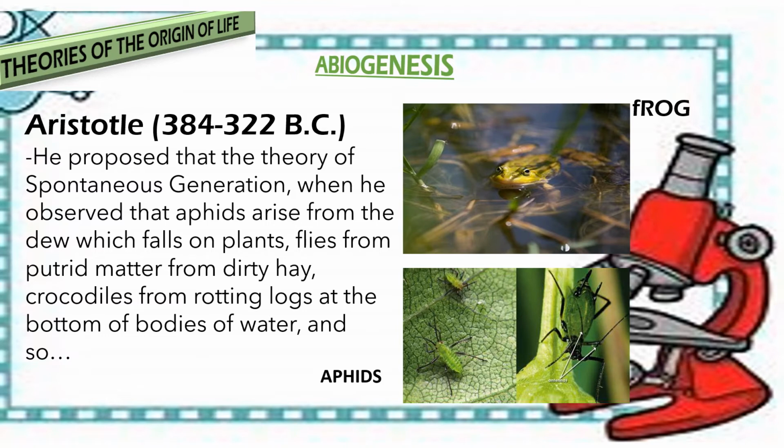So it was Aristotle that proposed the theory of spontaneous generation. He observed that aphids arise from dew which falls on plants, flies from putrid matter or dirty hay, crocodiles from rotting logs at the bottom of bodies of water, and so on and so forth. So this was presented by Aristotle, that life came from non-living matter.